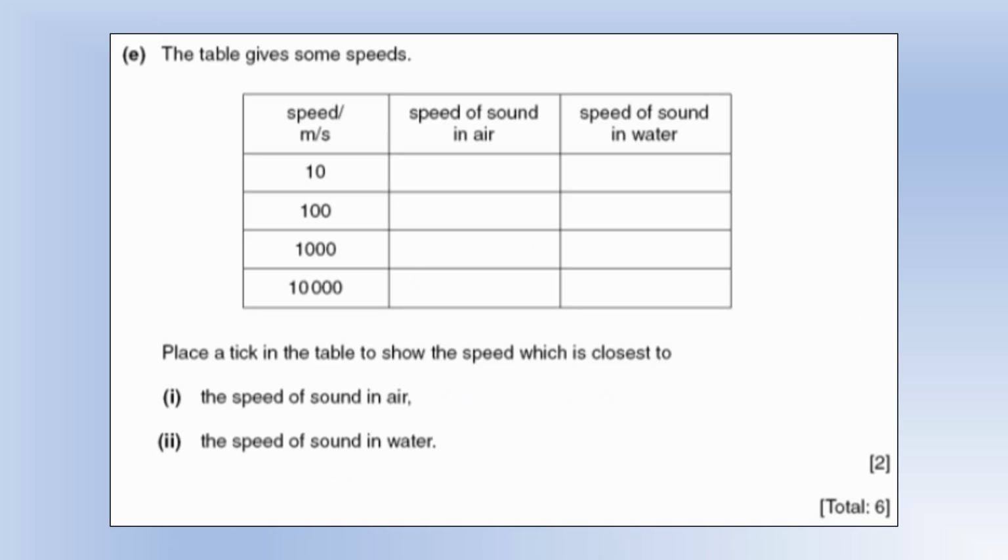So the table gives some speeds. We want the speed of sound in air and the speed of sound in water. So the speed of sound in air is about 330 odd, so we're going to put a cross in here.